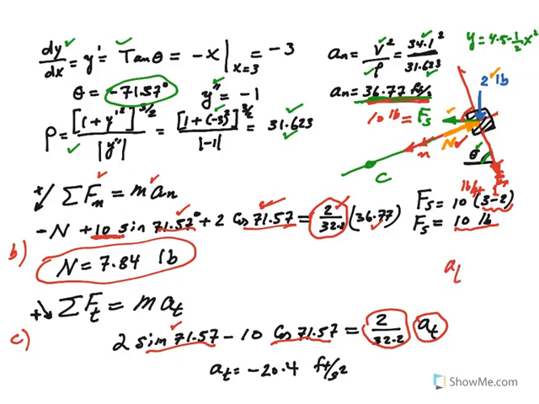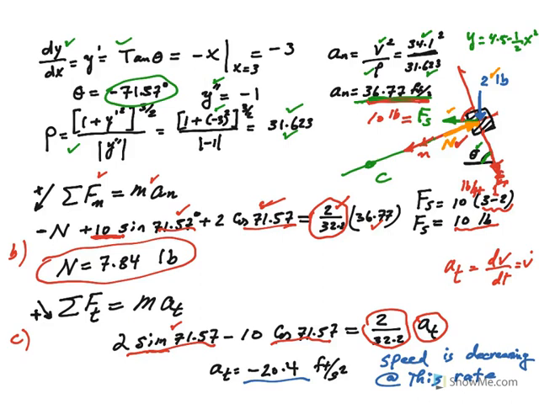A sub t is the rate of change of speed, dv/dt, or v dot. So it turns out that the spring will overcome the gravity, so we end up getting a negative answer, which means the speed is decreasing at this rate. If you get positive, that means increasing. Speed is decreasing at this rate of a sub t of 20.4 feet per second squared.